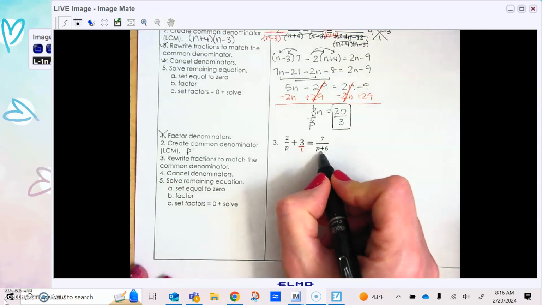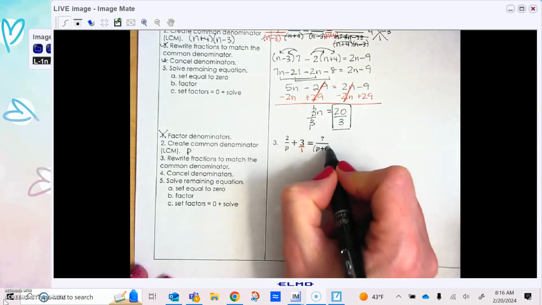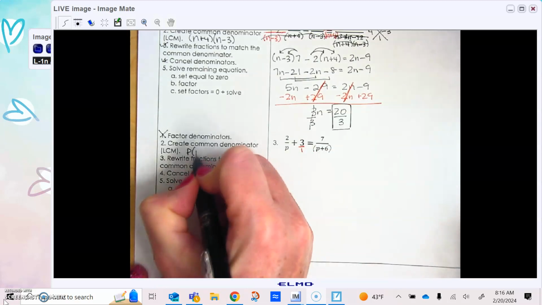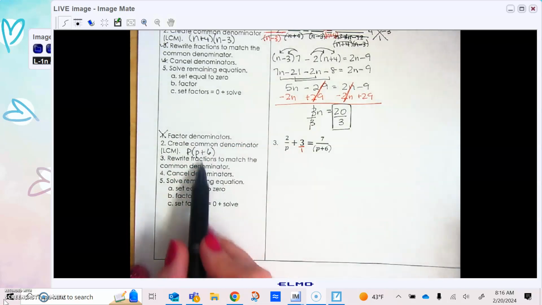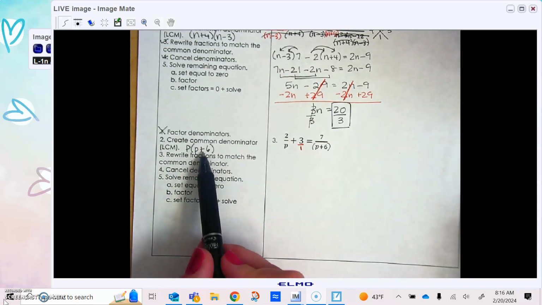And then we need this last denominator. Remember, this addition groups the p and the 6 together. So they are not individuals anymore. They're one group. So I'm going to keep parentheses around it in my group denominator.